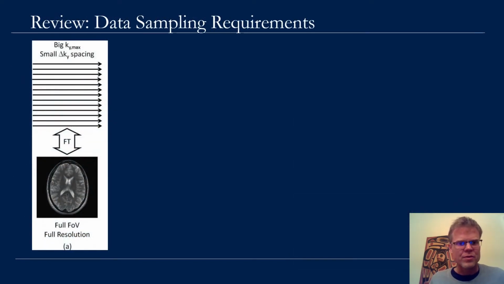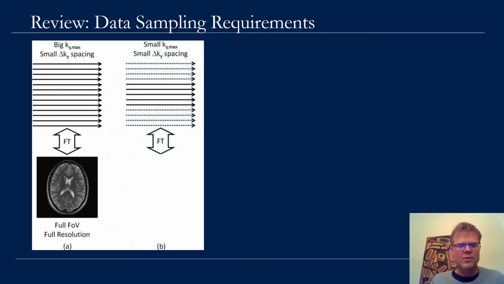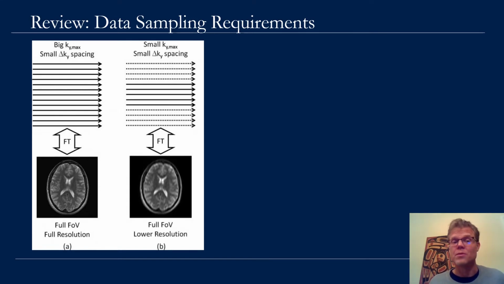So let's do a brief review of our data sampling requirements. Here's our full field of view, full resolution image, where we're covering the entire 2D k-space. One way we could think of accelerating would be to just throw away lines. These dotted lines represent lines that we're not acquiring in 2D k-space, but of course, as you know, this is going to give us worse spatial resolution in the direction of this restricted sampling. So that's not good.